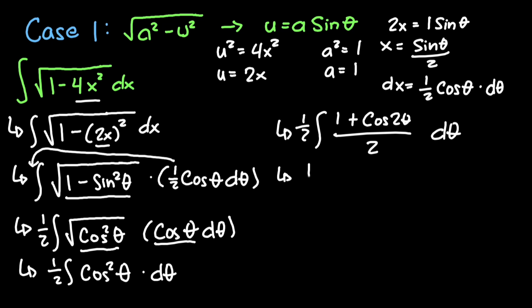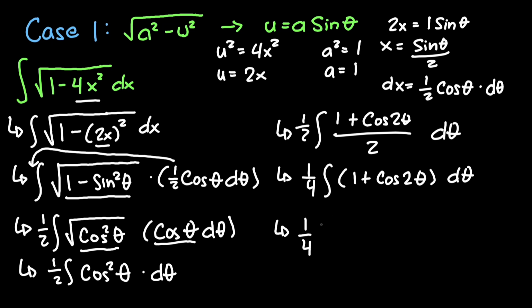Simplify this, it would be 1/4 the integral of 1 plus cosine 2 theta. And now, integrating this, it would be 1/4 multiplied by the integral of 1 d of theta, which is simply theta, plus the integral of cosine 2 theta, which would be equal to 1/2 sine 2 theta. And do not forget the constant of integration. Let me just make some space here real quick.